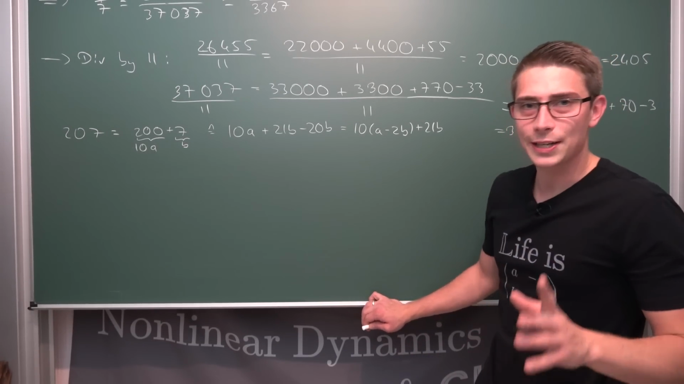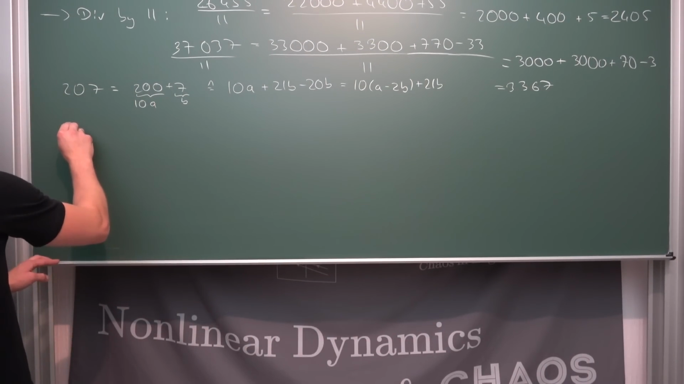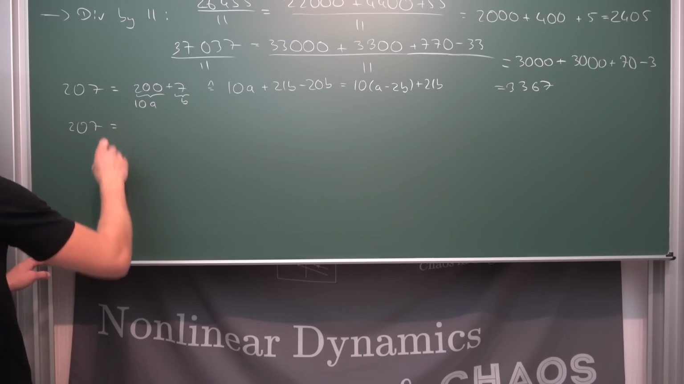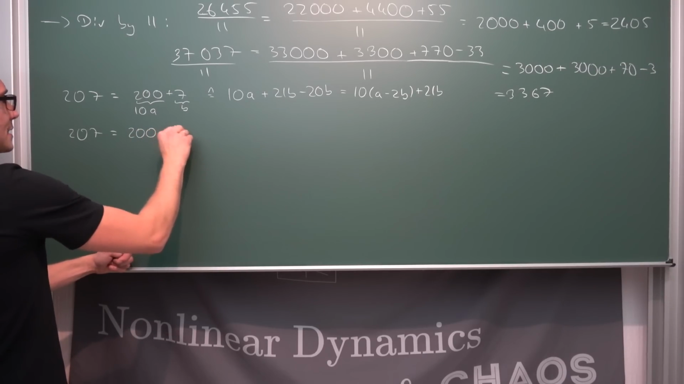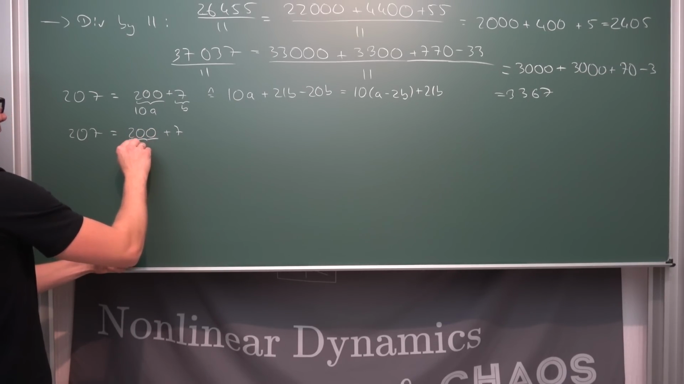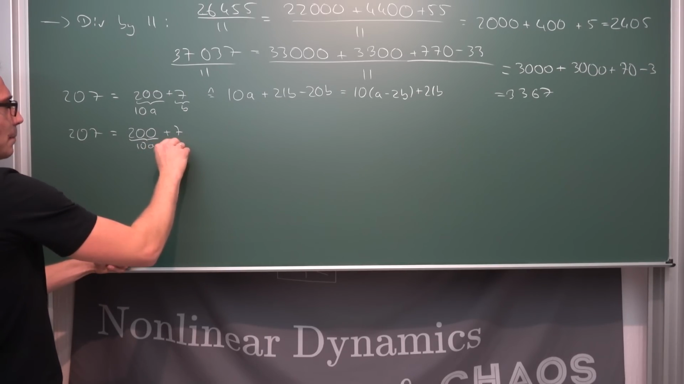Okay, this is really cool. That's a really cool fact. Let's do it for 13. We are going to use 207 yet again. Once again, this right here is 200 plus 7. Let's say this right here is 10a plus some b.